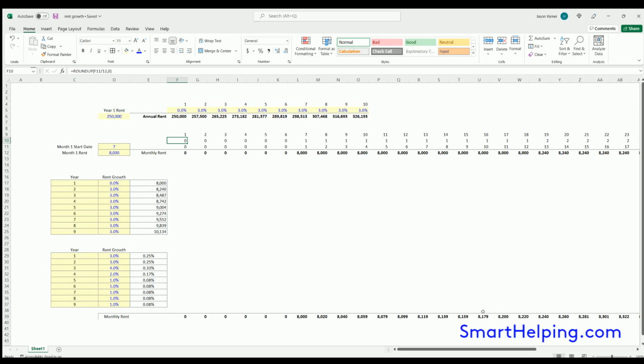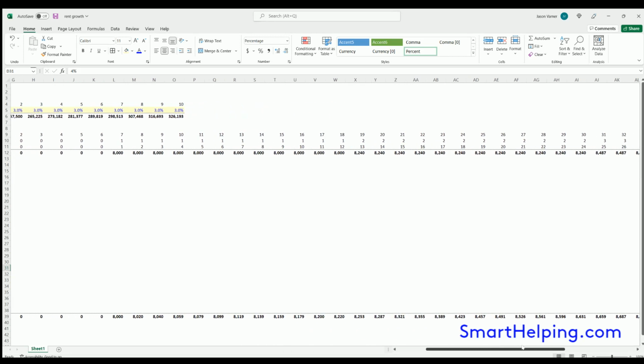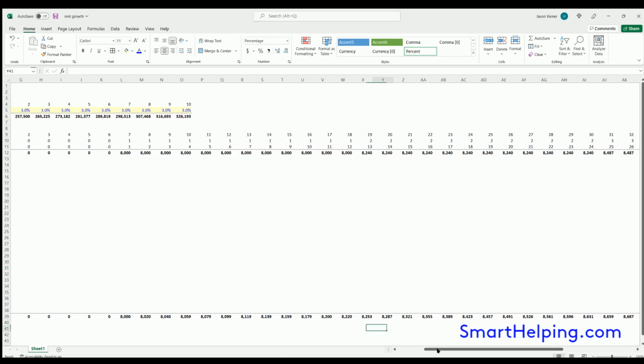And you can see, let's put year 2 at 5%, so you can see a different number. So at 5%, now, let's say we started at 8,000, right? And we grew it by 3%.